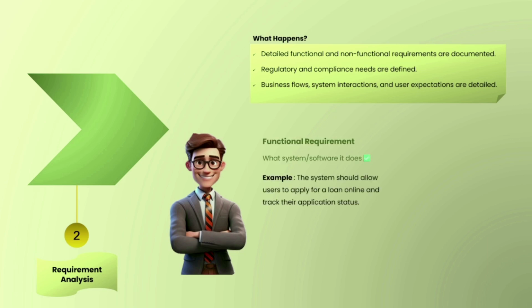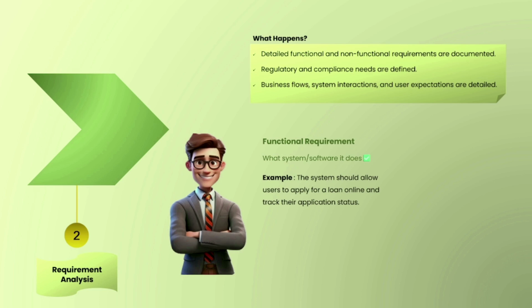See, functional requirements: what a system or software should do, or what the system and software does. Let's see the example. The system should allow users to apply for a loan online and track their application status. Meaning fill in the entire application, and after that the tracking of the application should be there. It is similar to when we apply for a credit card, the company sends us a message and we track whether that particular credit card is approved for us or not. So this is the functional requirement.